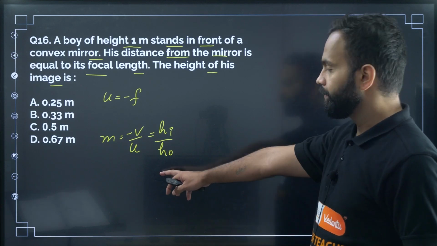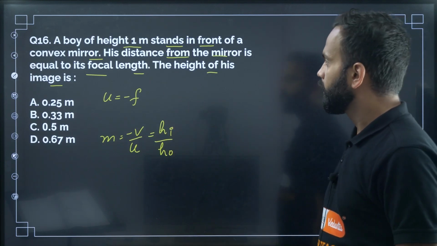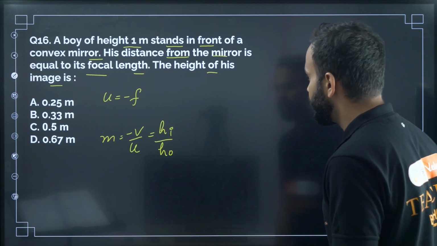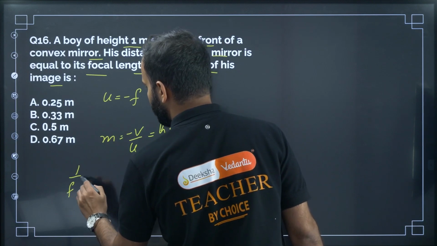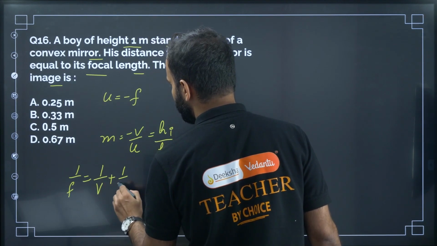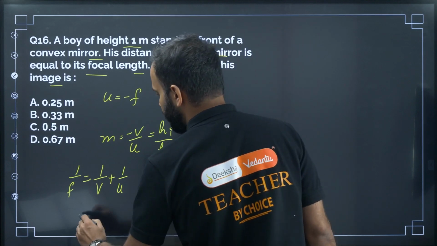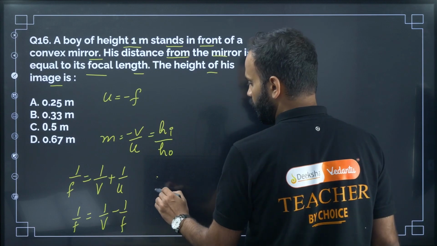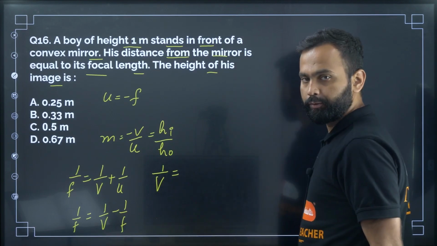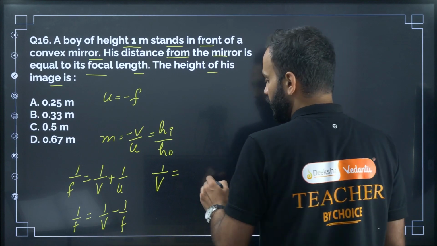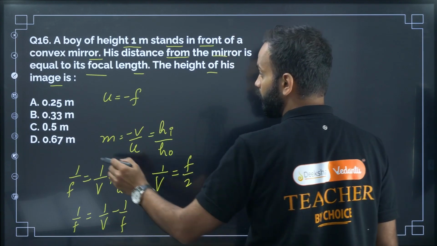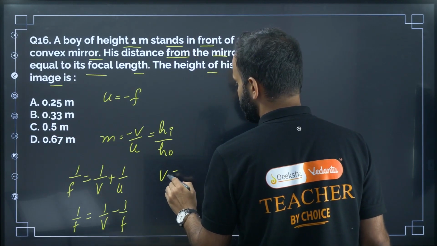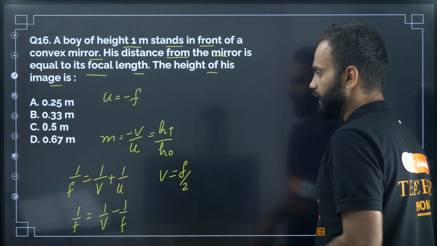So u equal to minus f, and the focal length of the convex mirror is f. So let us find v. Apply the mirror formula, 1 divided by f equal to 1 by v plus 1 by u. With u equal to minus f, 1 by f is equal to 1 by v minus 1 by f. Now 1 by v is equal to 1 by f plus 1 by f, that is 2 by f. So v equal to f by 2.